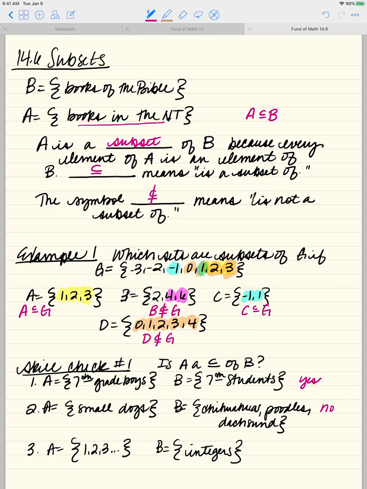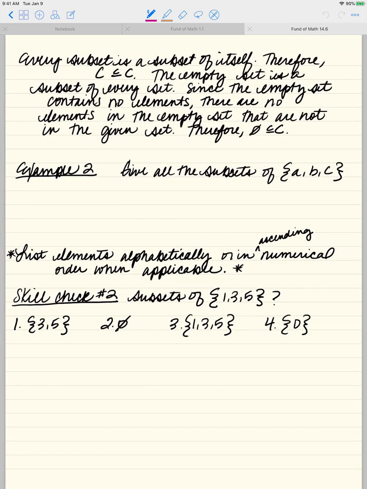Lastly, A is 1, 2, 3, and B is integers. Is this a complete list of integers? Yes, it is, because we have the ellipses here, which indicates that this just keeps going. These are our integers. So every element that's in set A is an element of set B. Yes. Okay, moving right along.